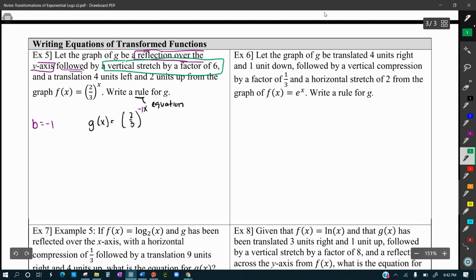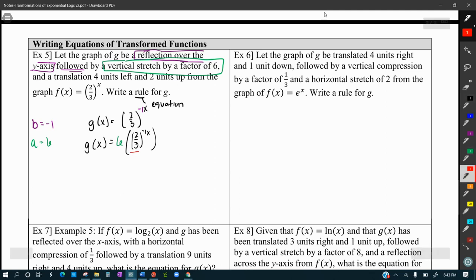Then it says followed by a vertical stretch by a factor of 6. Well, that's our a. Vertical stretch by a factor of 6 is a. So our new function for step 2 will be 6 times the entire (2/3) to the -1x. Now, luckily for us, there's nothing added or subtracted to this function, so we simply have 6 times (2/3) to the -x.